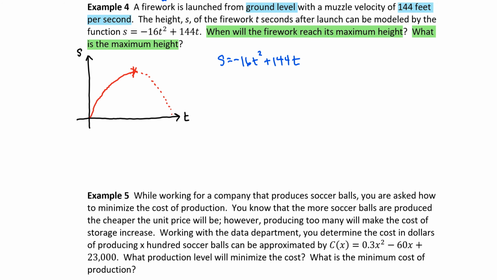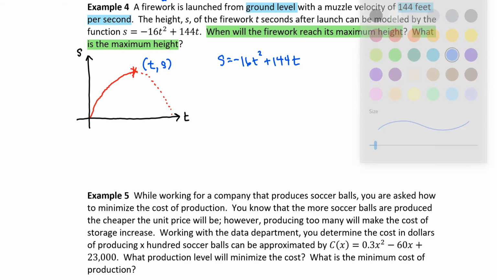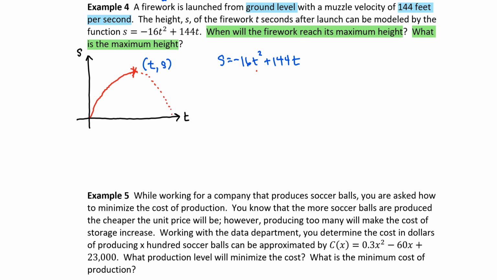Well, notice our vertex has two components. It has an x component and a y component. Or in the case of the variables used here, it has a t component and an s component. Well, what are t and s? t is time in seconds, and s is height in feet. So when the question says when, that's saying what's t? When will the firework reach its maximum height?